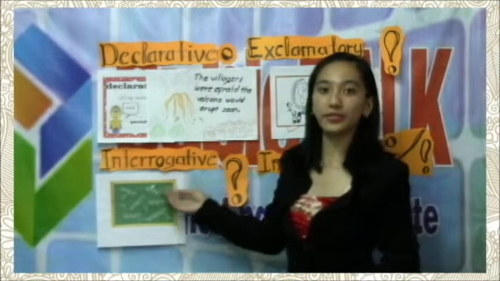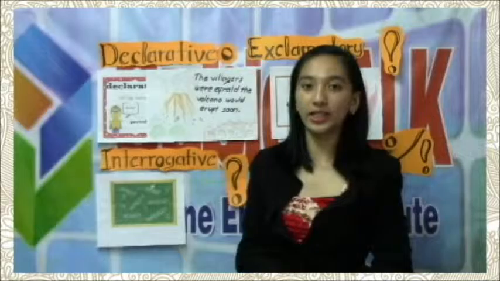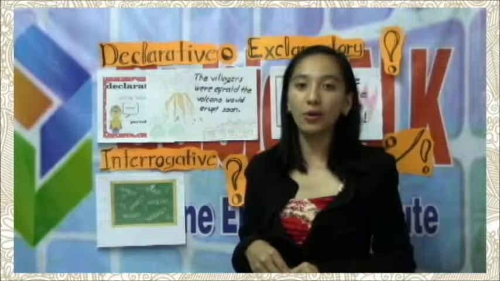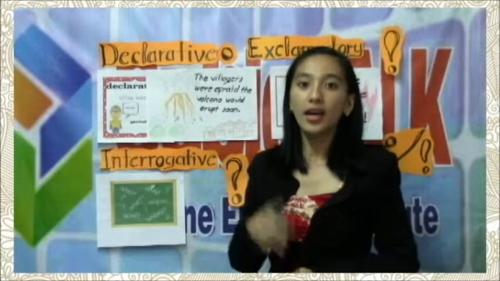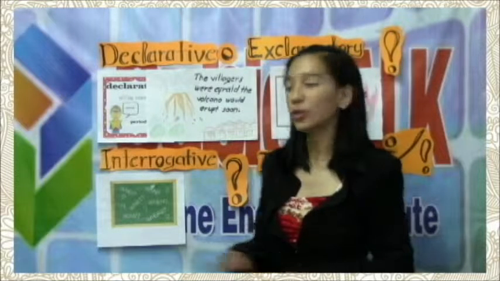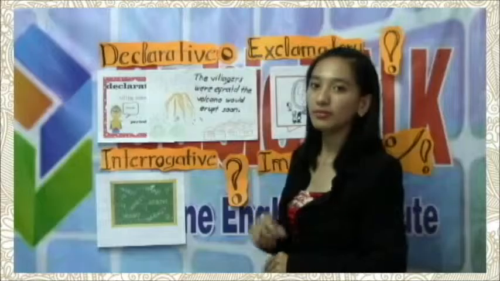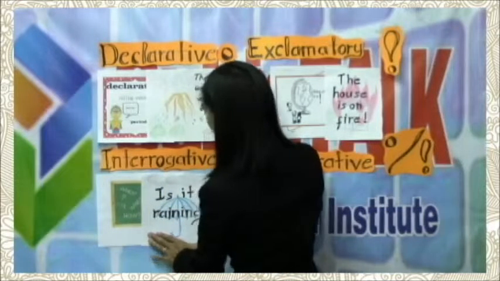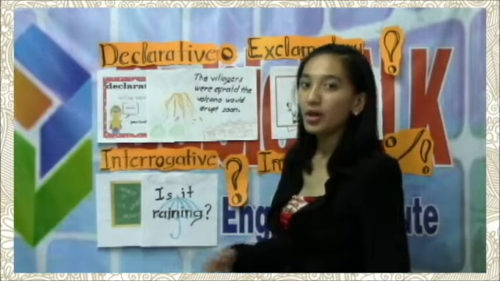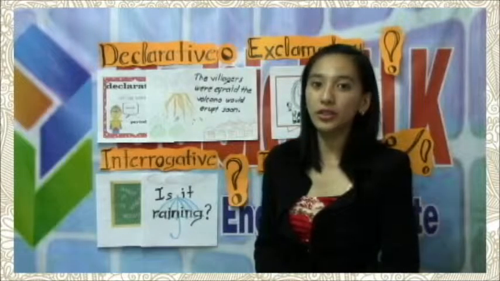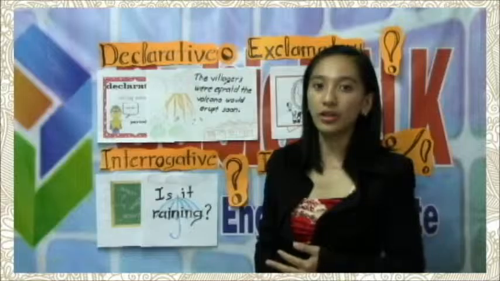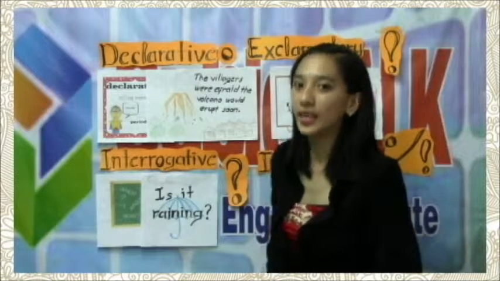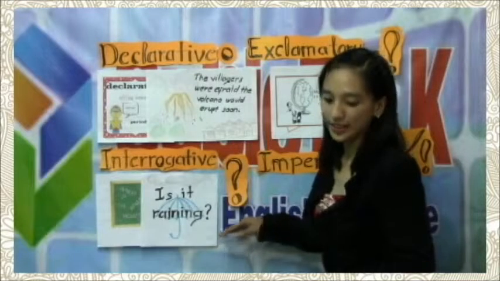For the interrogative sentence, we usually start our questions with who, what, where, how, why, and others. And we always end with a question mark. For example, is it raining? We're asking if the weather today is rainy or not, if it's rainy outside or not. Now, that's one of the examples.